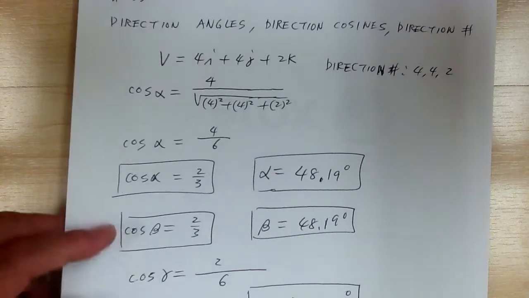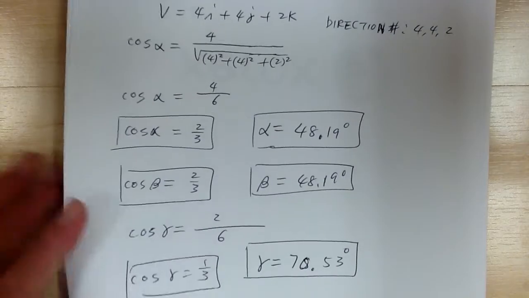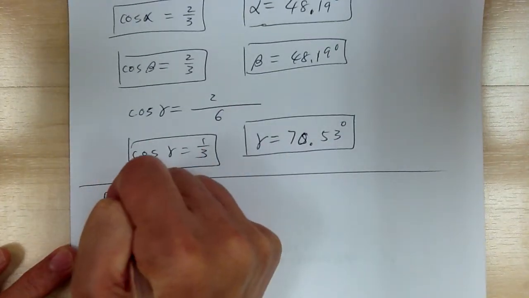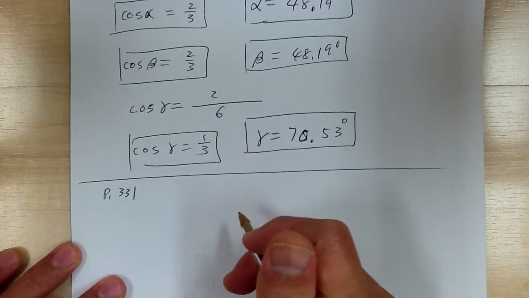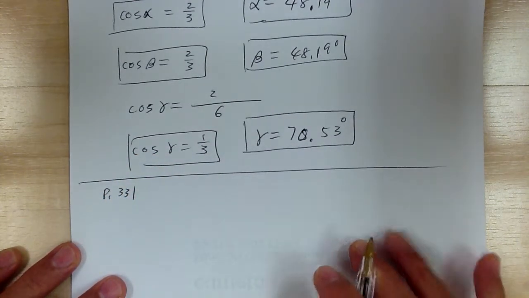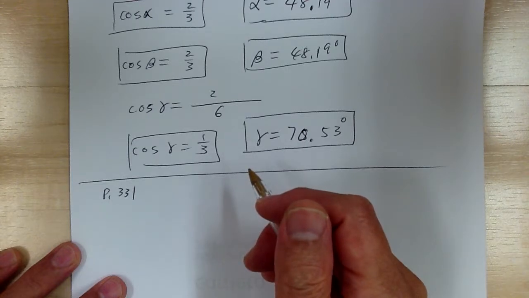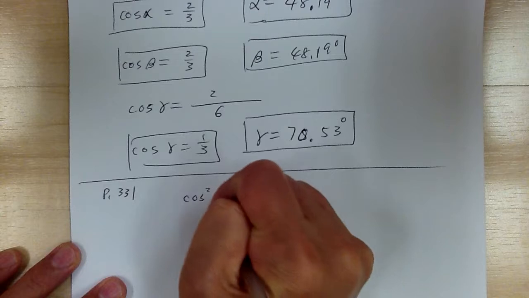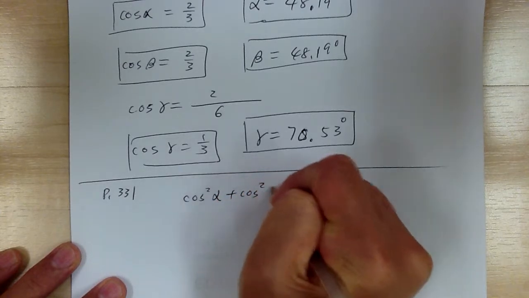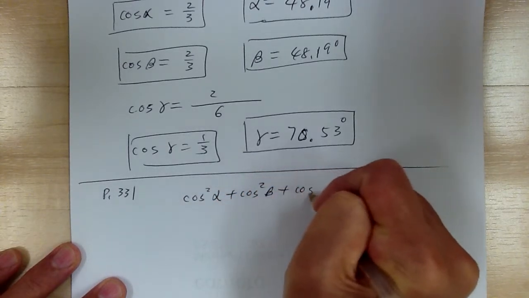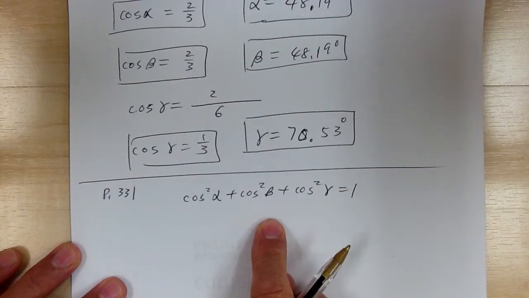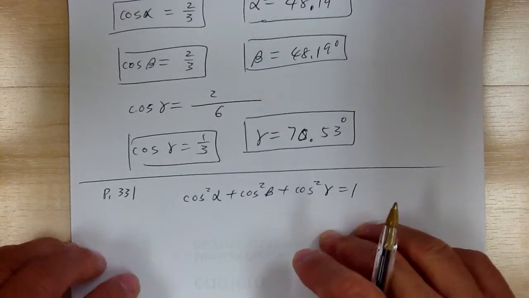Now, there's another theorem you need to know. It's on page 331. It says the sum of the squares of the direction cosines is equal to 1. In other words, cosine squared alpha plus cosine squared beta plus cosine squared gamma equals 1. This is a theorem that you need to know. Now let's go over some examples.